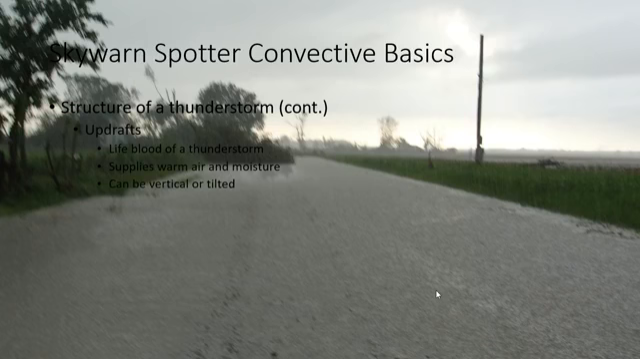The updrafts can be vertical or tilted. You can tell by looking at the cloud itself. If it looks like it's tilted, obviously you have a tilted updraft. If it's straight up and down, obviously a vertical one.